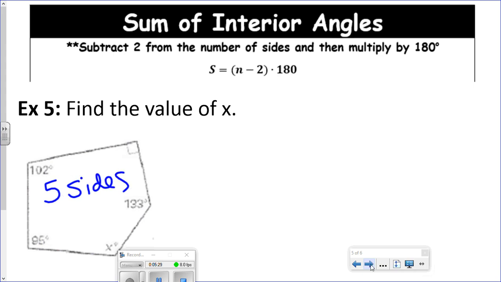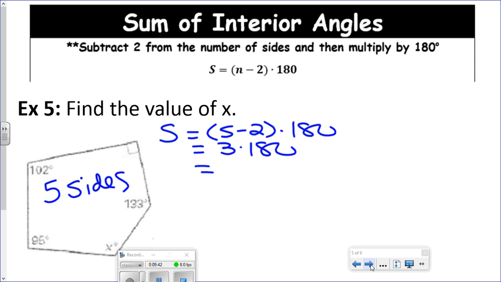Okay. So now we got to figure out, well, what should a pentagon add up to in the interior? So 5 minus 2 times 180. And this is 3 times 180, which gives you 540 degrees. So we know all 5 of these angles inside need to add up to 540 degrees. So now let's figure out what this x value is. So we're going to add them all up.